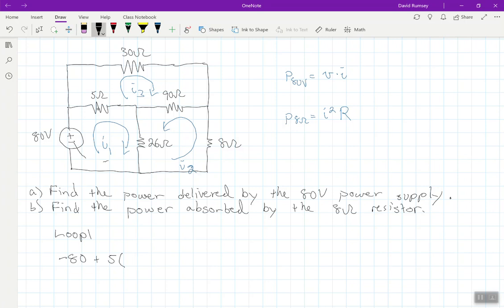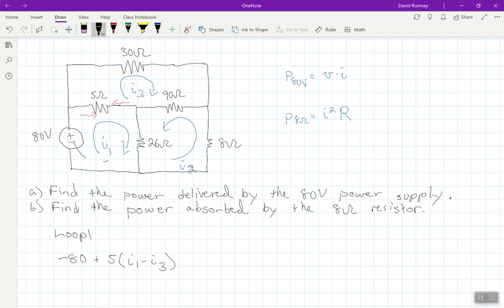Now what's the current through this 5 ohm resistor? Well, there are two loops that are touching that 5 ohm. So let's draw those here. I1 is always the positive direction because I'm in loop 1. So I1's going to the right, and what is I3 doing? I3 is going to the left. So they're in opposite directions, so this would be I1 minus I3.